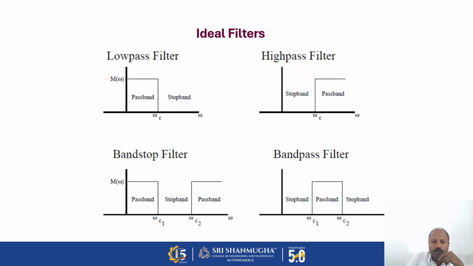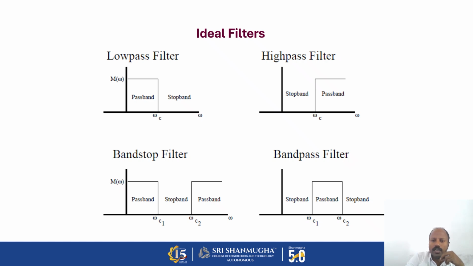This is a diagram of ideal filters. First is the low pass filter. The aim of this low pass filter is to allow only the low frequency signals to pass through. Next is the high pass filter. This filter is used for allowing high frequency signals to pass through the system.